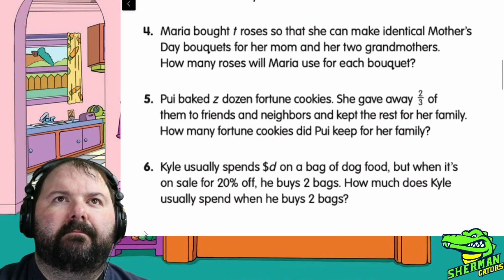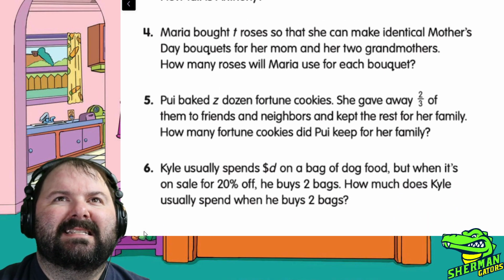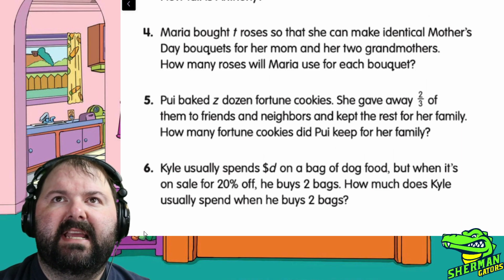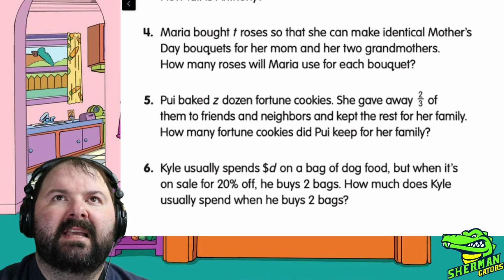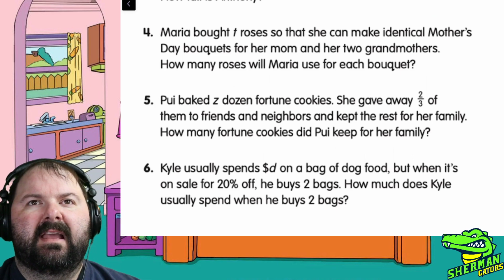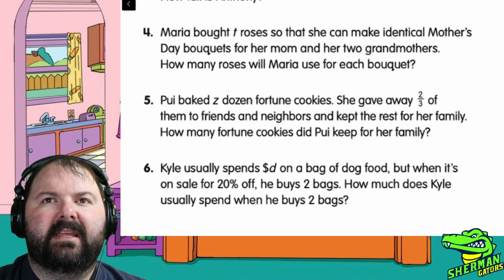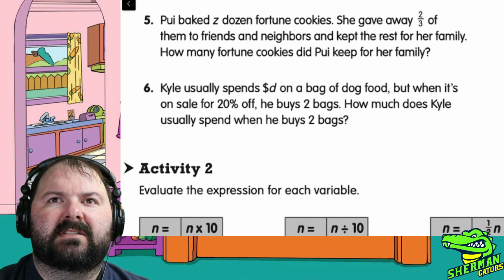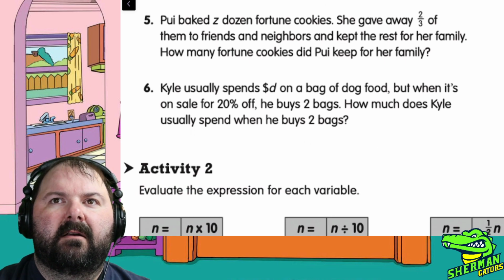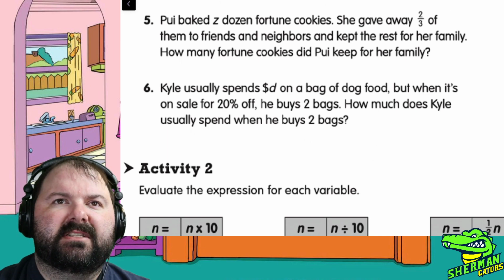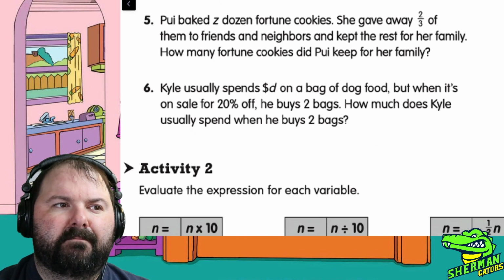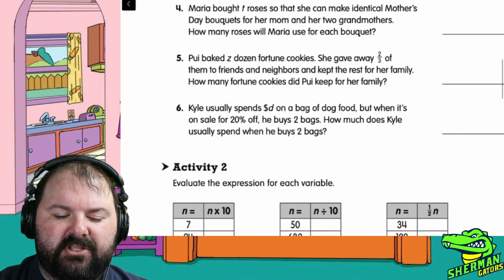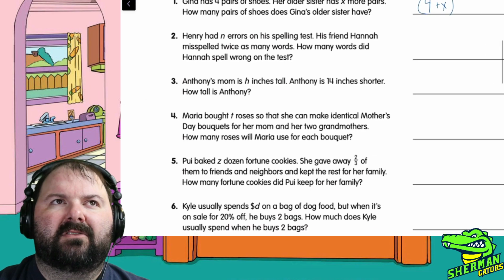Number 5, Pooey baked Z dozen fortune cookies. She gave away 2/3 of them to friends and neighbors and kept the rest for her family. How many fortune cookies did Pooey keep for her family? And number 6, Kyle usually spends D amount of dollars on a bag of dog food. But when it's on sale for 20% off, he buys 2 bags. How much does Kyle usually spend when he buys 2 bags? Now remember, on all 6 of those, we are just writing the expression down on how to solve them.